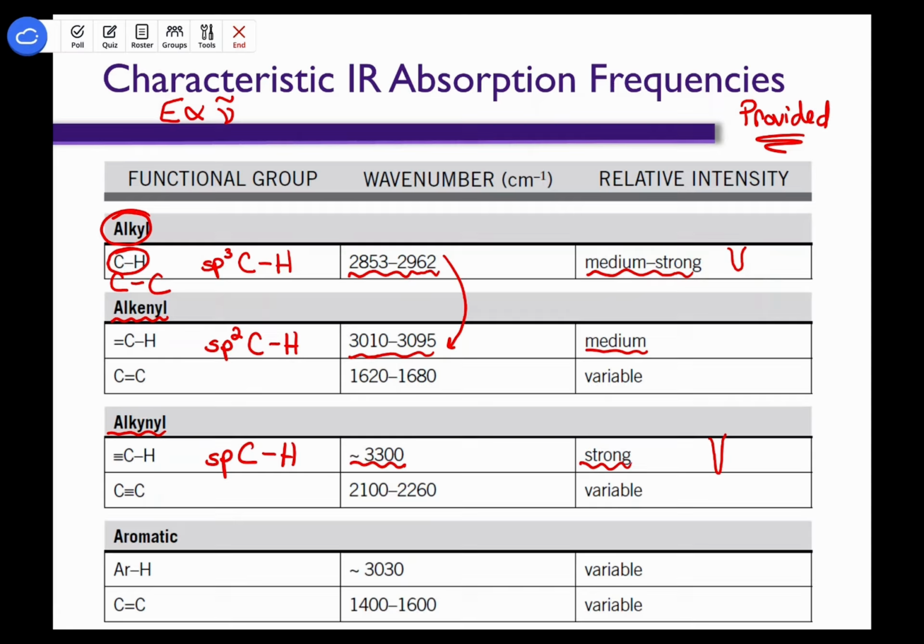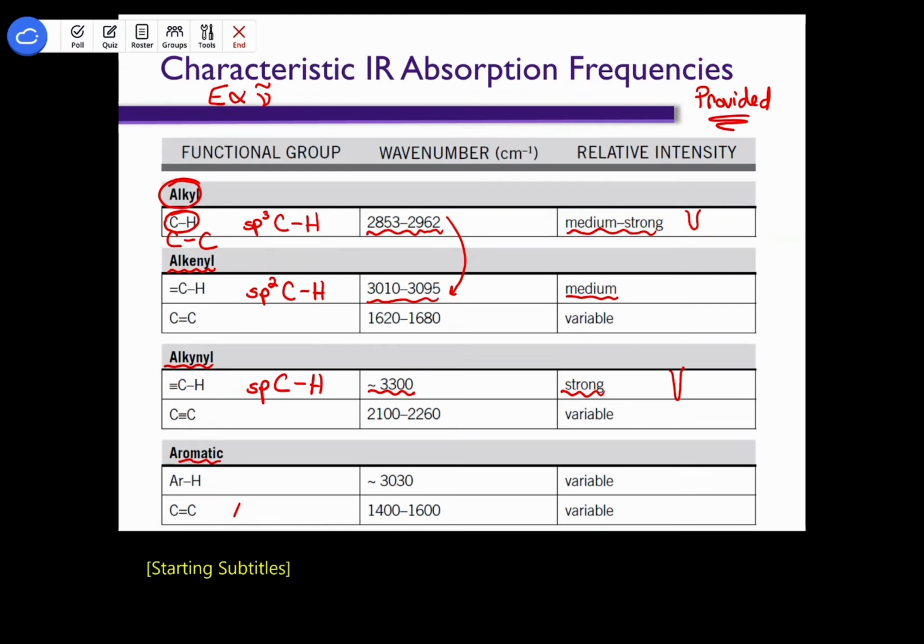And then we go to our aromatic groups, and we know that this is when we have the double single carbon bond. So the carbon-carbon bond has a bond order of about 1.5.